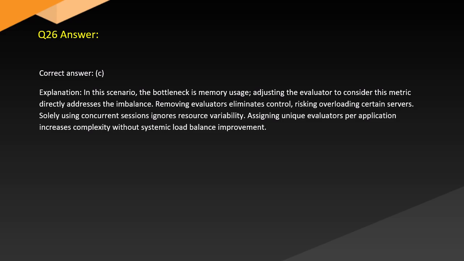Answer. Correct answer: C. Explanation. In this scenario, the bottleneck is memory usage. Adjusting the evaluator to consider this metric directly addresses the imbalance. Removing evaluators eliminates control, risking overloading certain servers. Solely using concurrent sessions ignores resource variability. Assigning unique evaluators per application increases complexity without systemic load balance improvement.